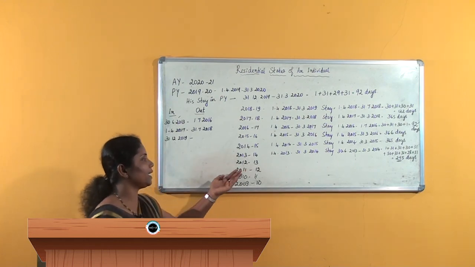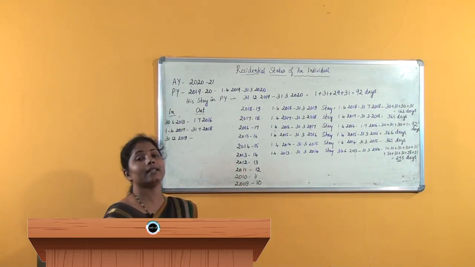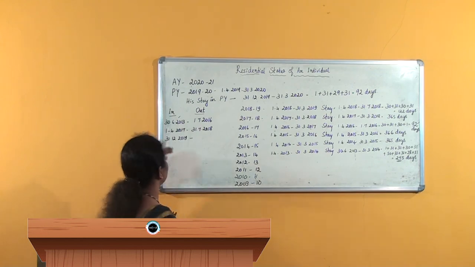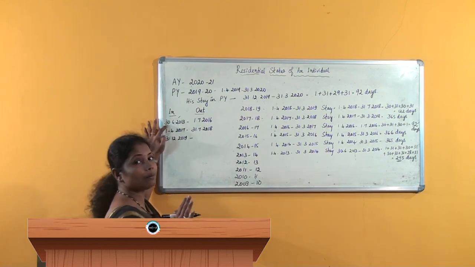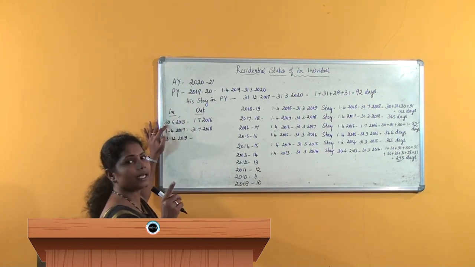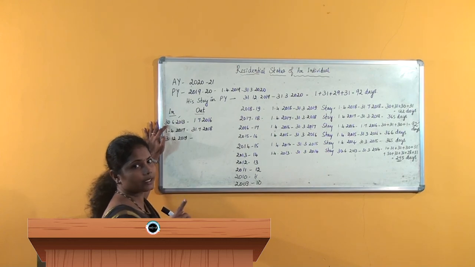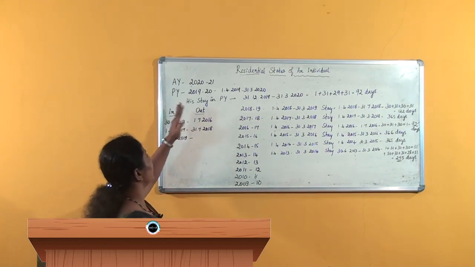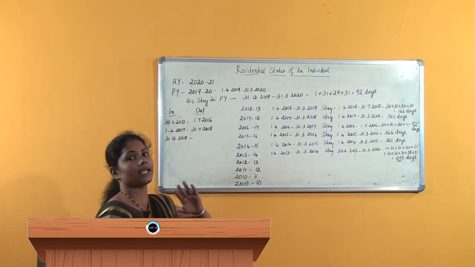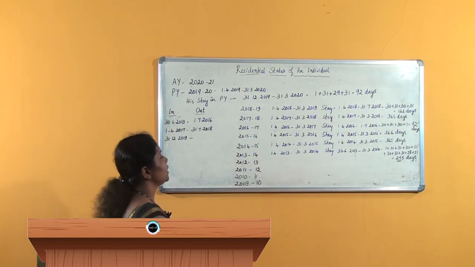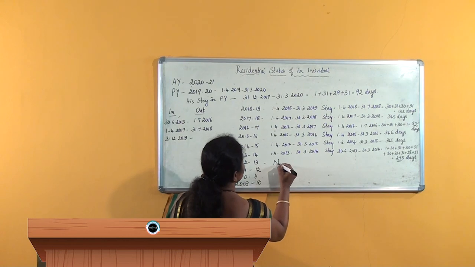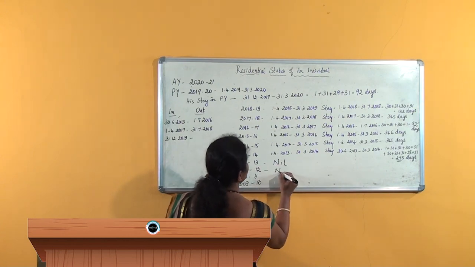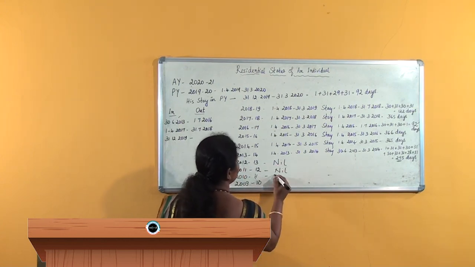What about 12-13, 11-12, 10-11 and 9-10? No, he comes to India for the first time after 10 years. He left India in the year 2003 and came back to India in 2013 itself. So in earlier years till 2003 he was not in India. So no days, nil, and in 2011-12 nil, 10-11 nil and 9-10 nil.